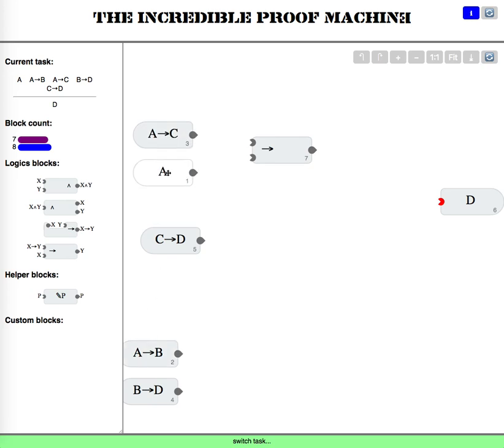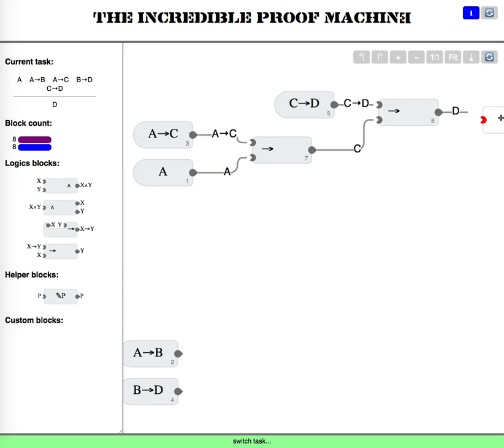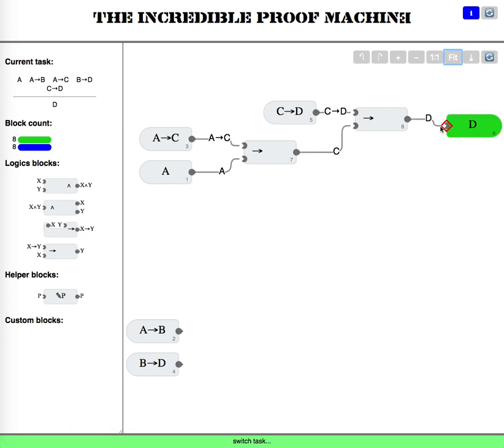So we're going to take A implies C and A, combine them together, and we're going to get C. We're going to combine that together with C implies D, and that gets us D. You guys get what's going on? So we didn't need these two, but we could have used these two instead of these two up here.